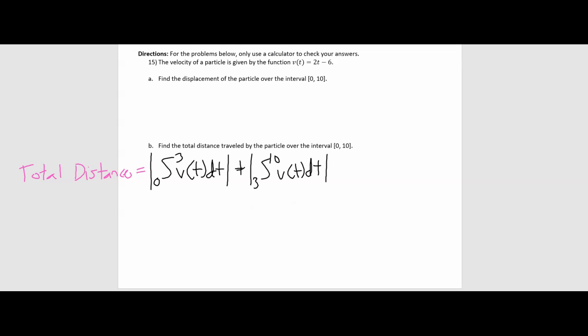So let's go ahead and start to evaluate these. I already know what my antiderivatives are. Just put my absolute value signs here first. So I'm going to be evaluating this antiderivative, t squared minus 6t, from 0 to 3, and then the same antiderivative from 3 to 10.